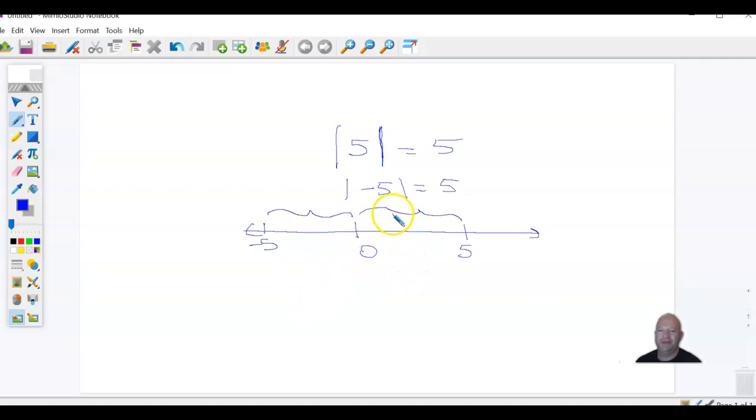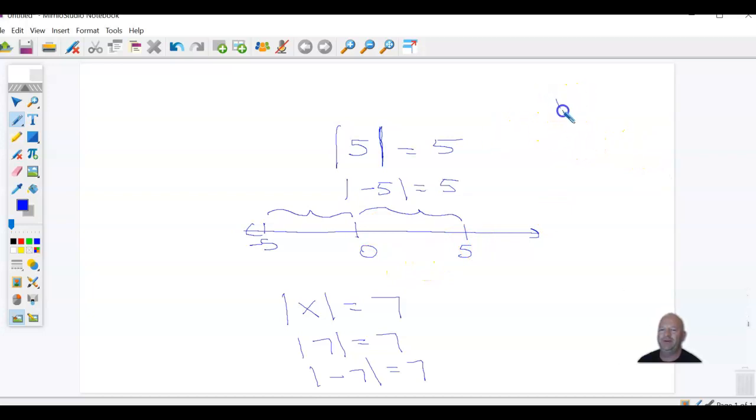So whether it's positive 5 or negative 5 inside the absolute value bars, we still had the same answer of 5. So if I've got the absolute value of some unknown number x, and I know that the answer is 7, distance from 0 is 7, what numbers could x be? Well, the absolute value of 7 would give us 7 units, and we could also have negative 7 would be 7. So distance always needs to be a positive number.